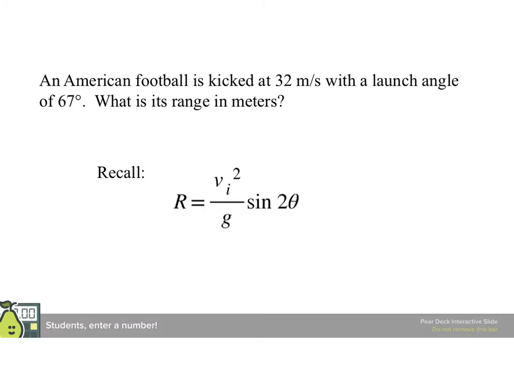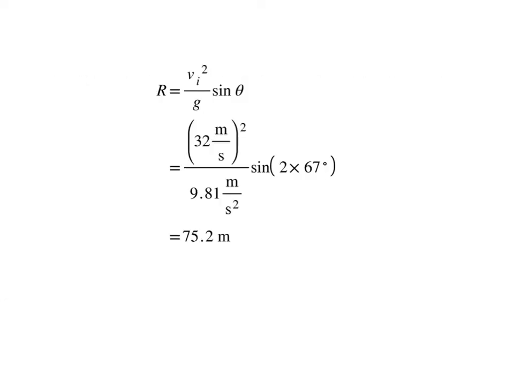Quick example: an American football is kicked at 32 meters per second at a launch angle of 67 degrees. What is its range in meters? Here's our formula. Take a few seconds to get yourself an answer. This is really just plug and chug. We put in our 32 and we square it over the 9.8. Sine of 2 times 67, which is 134. And then we get 75.2 meters.